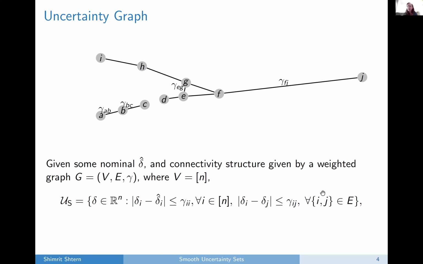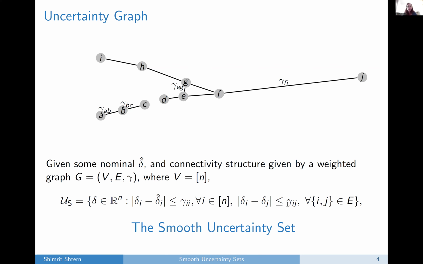And we might not even do it for all pairs ij. We can decide what pairs are connected or not connected. We can always think of the pairs that are not connected as the pairs that we give gamma ij to be infinity, okay? And this is what we define as a smooth uncertainty set, and we call it smooth because we are trying to depict continuity, be it continuity along time or along space.